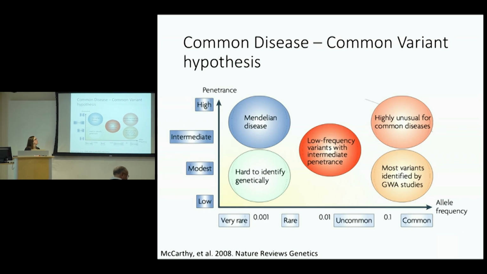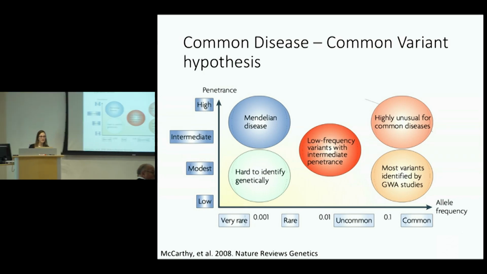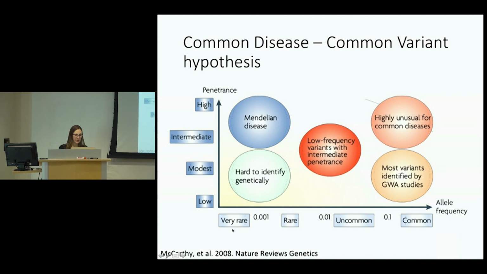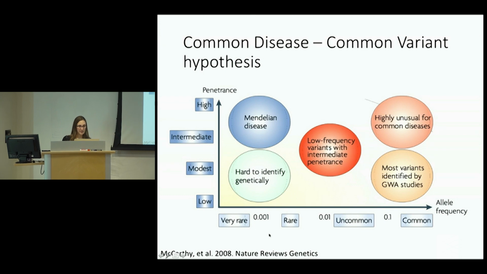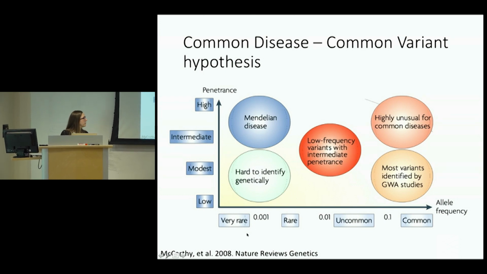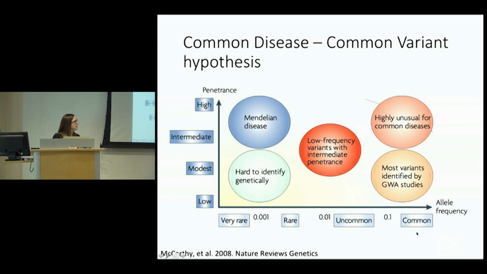GWAS really gets at the common disease, common variant hypothesis. And so in this figure here, from 2008, I have along the x-axis the allele frequency going from very rare variants to common variants. And then along the y-axis here is the penetrance or the effect size. And with Mendelian diseases, right, we are in this upper left-hand corner where we have very rare variants that have a very large effect on your phenotype.